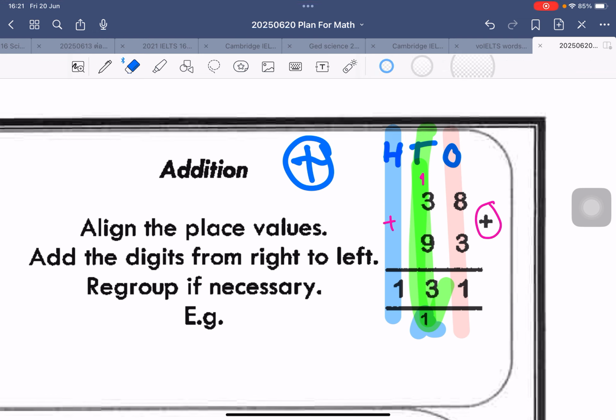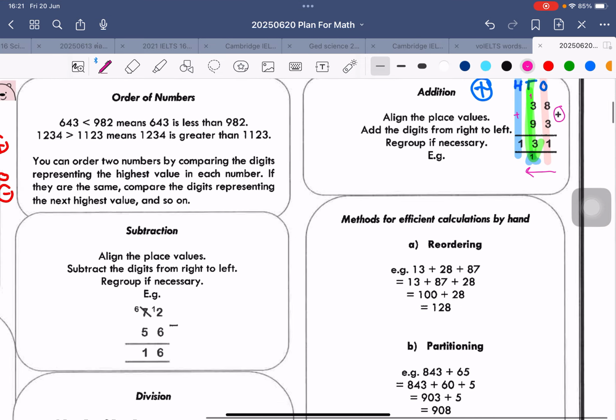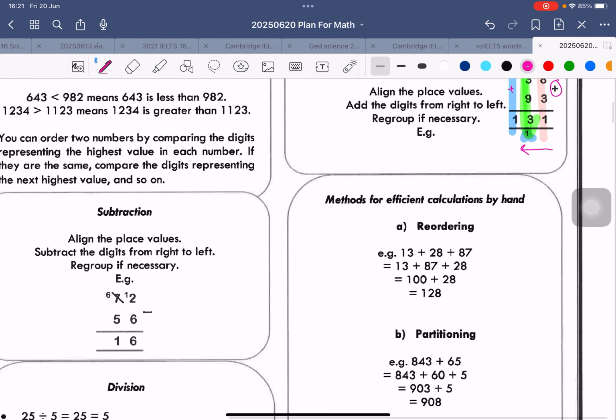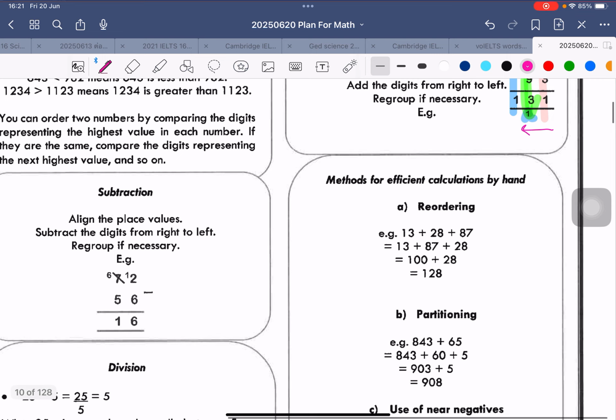Okay, so this is what we will follow, from the right to the left, for the plus or additions. Okay, for the other things about the method of additions, this is the part, this is the reordering.